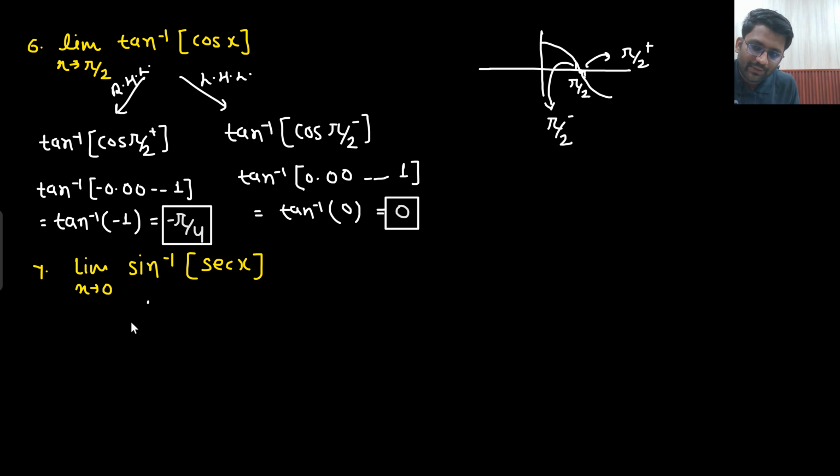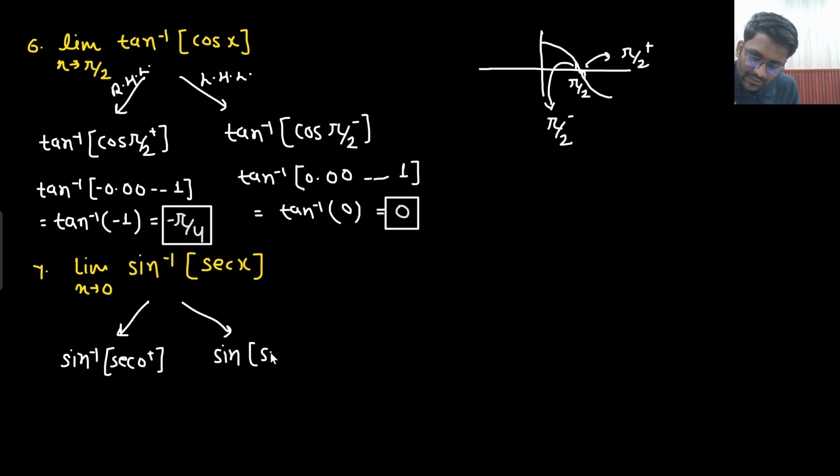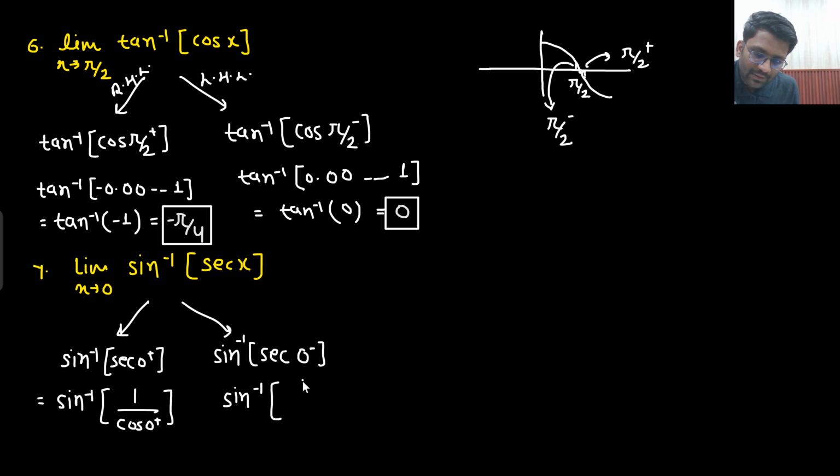What we need to find out? Left hand limit and right hand limit. Sin inverse of greatest integer sec of 0 plus, and here sin inverse of greatest integer sec of 0 minus. Sir, I don't even know the graph of sec. You told me the graph of sine, cos and tan only. So sec could be written as 1 by cos, no? Sin inverse of greatest integer of 1 by cos 0 plus, right? And this could be written as sin inverse of greatest integer of 1 by cos 0 minus, right?